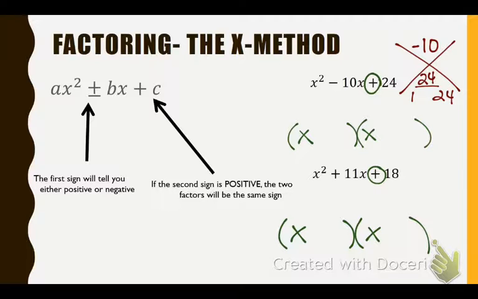So to figure out which, you want these two numbers to multiply to the bottom, but to also add up to the top. Is there any way for two positive numbers to add up to a negative number? No. So that is why this sign will tell you they're both going to end up being negative.